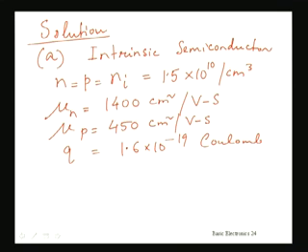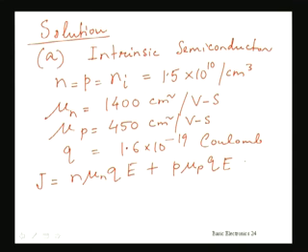So with this data, we will now find the current density first. As you know, the current density J is given by n mu_n q E plus p mu_p q E, where E is the applied electric field and all the other data are given to you. So this current density has two components, one due to the electron and the other due to the hole.